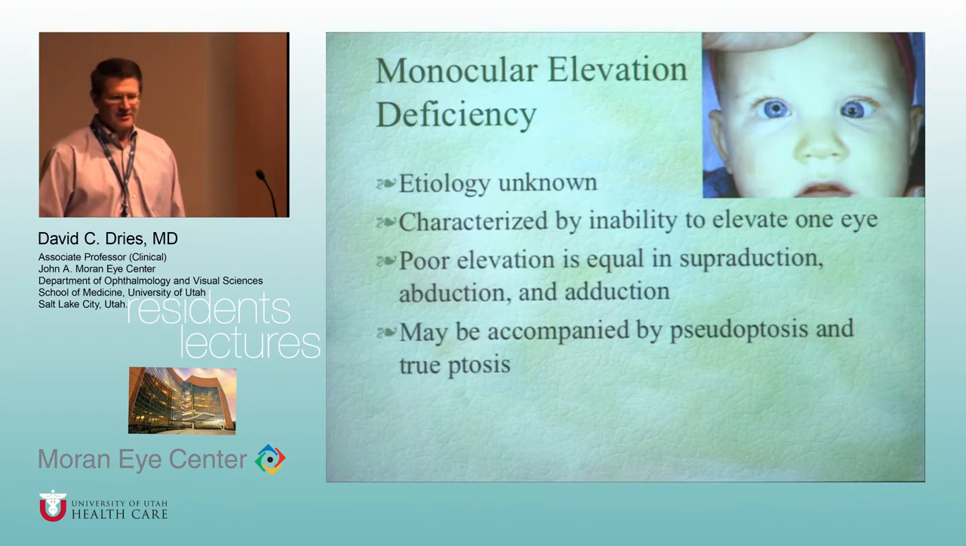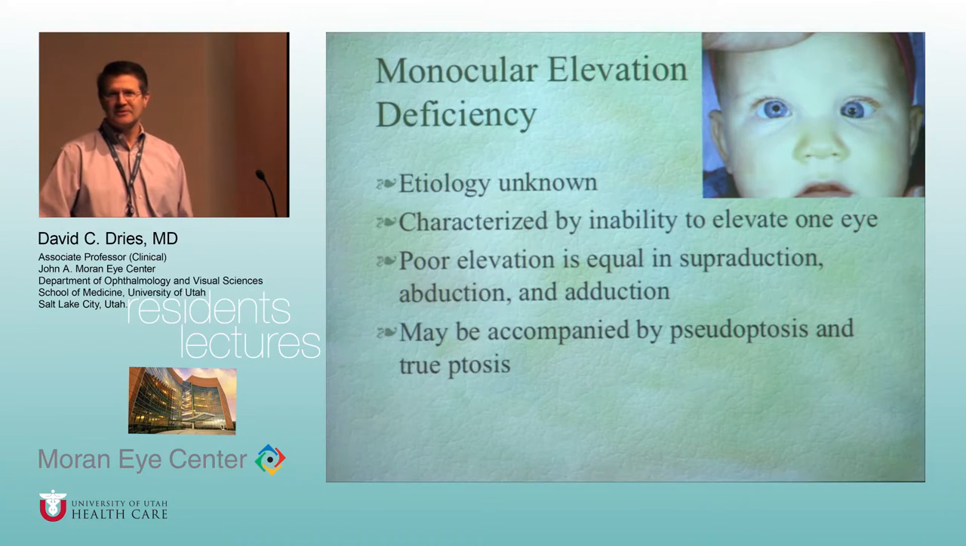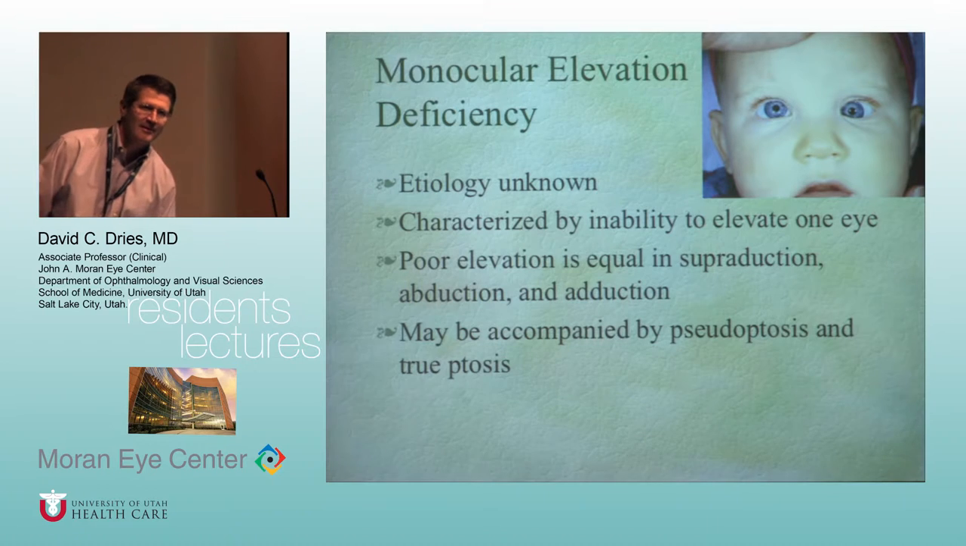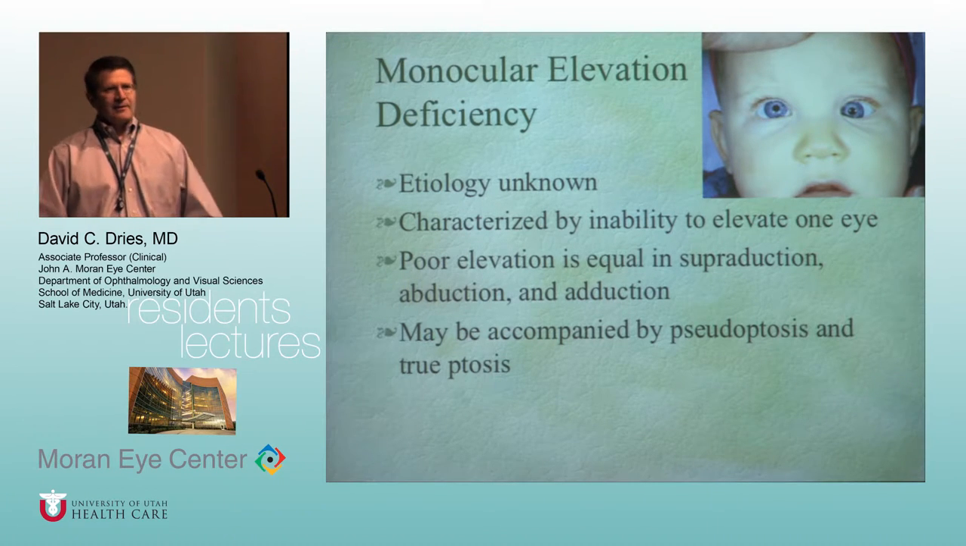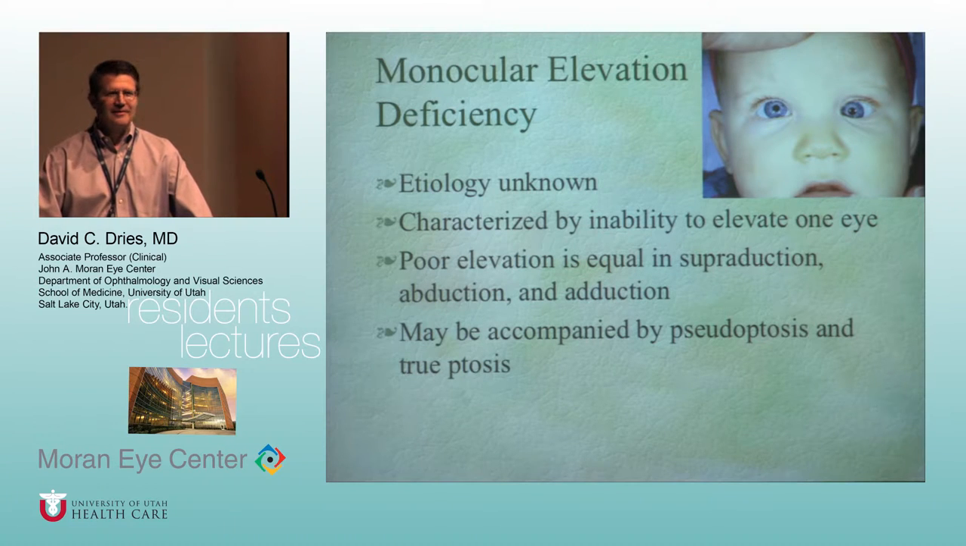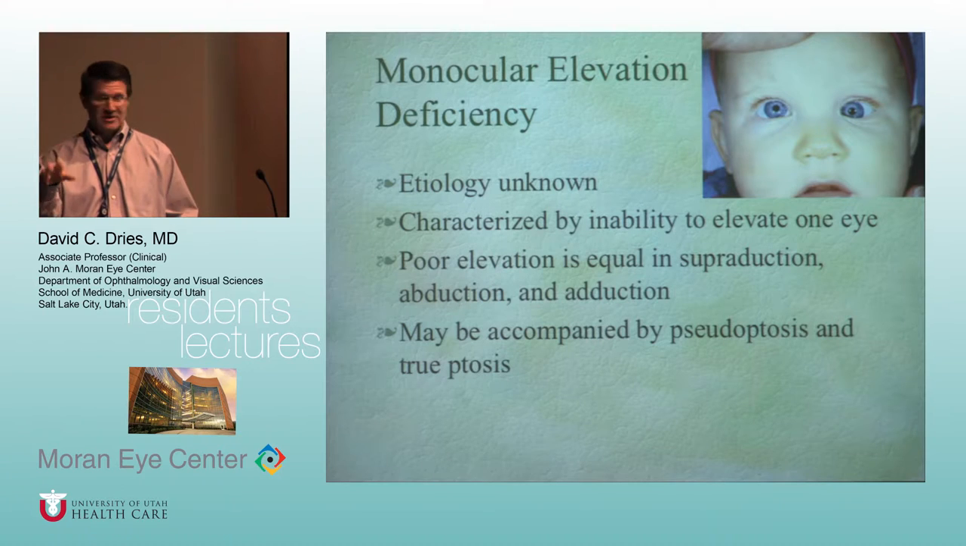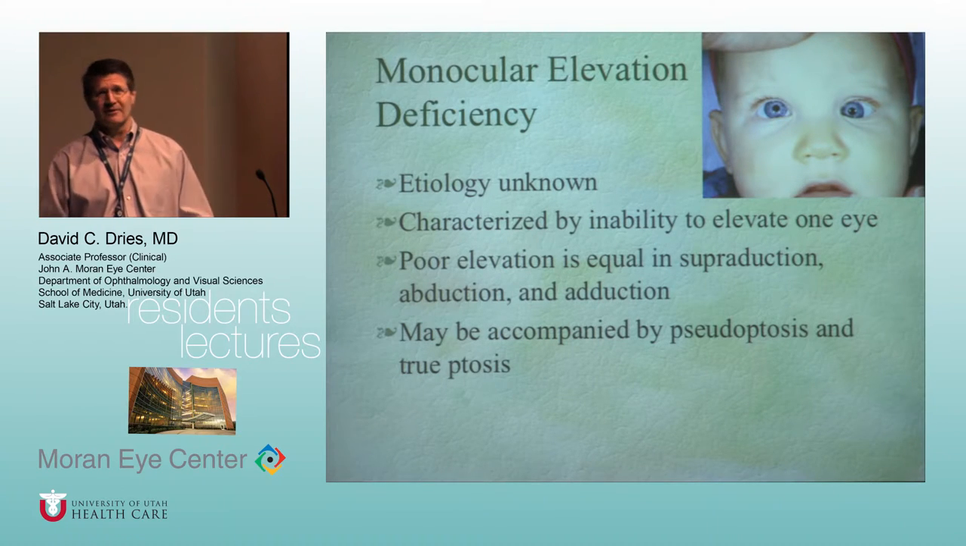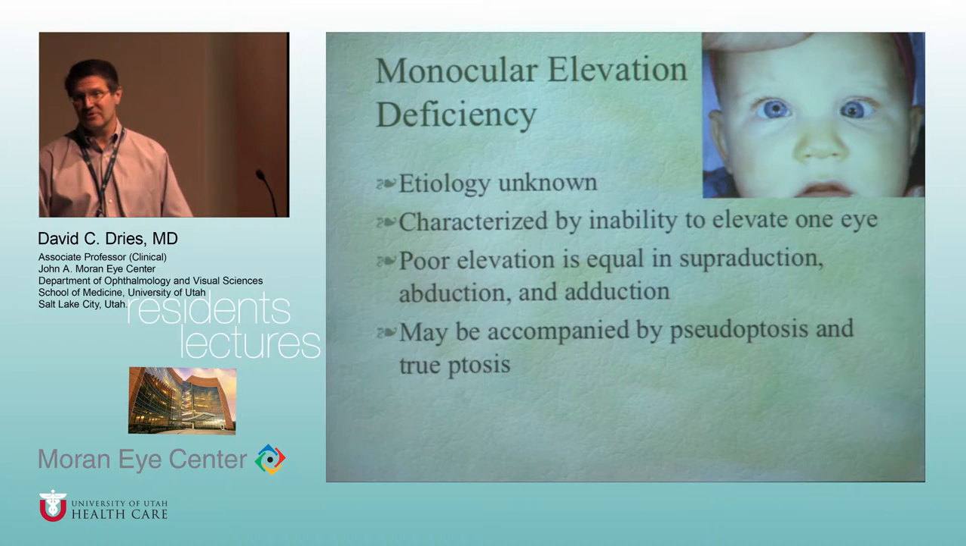Okay, so the next entity is monocular elevation deficiency. Ooh, that name doesn't tell you a thing about the pathophysiology. Right? Oh dear. How do I teach this? So, vertical deviation in little kids. Pretty much you've got fourth cranial nerve paresis, Brown syndrome, monocular elevation deficiency, and very rare inferior oblique paresis. And by the way, that fourth cranial nerve paresis I want to talk to you about in a different lecture, because it can even present with a child fixing with a palsied eye and the other eye down, which confuses the heck out of the diagnosis. And then you get this little toddler who won't hold still, and you can't sort it all out. It's really frustrating.